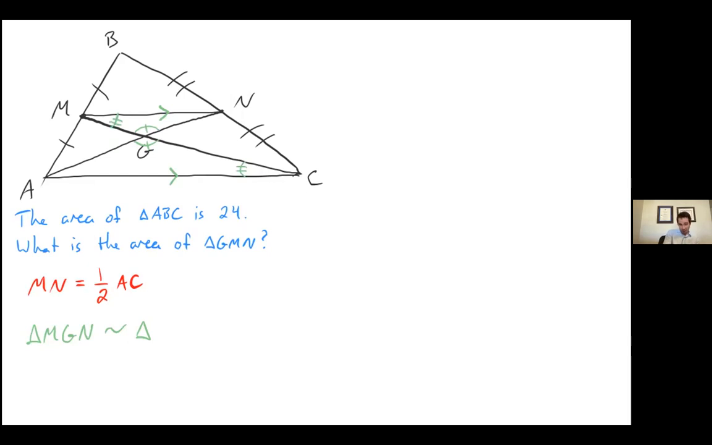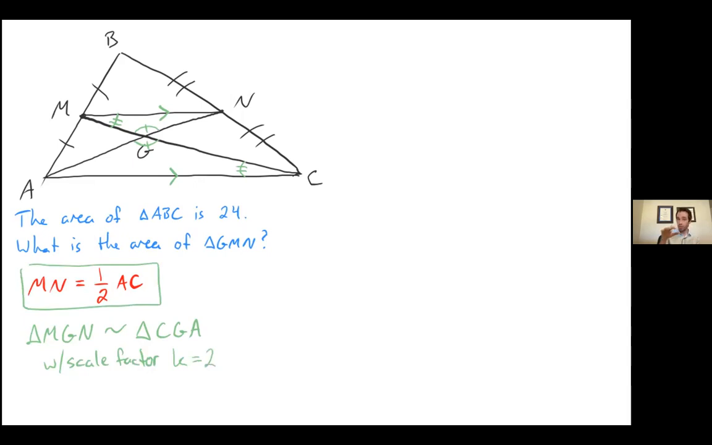Now, let's see. MGN, which is what I've written, goes double, single, unlabeled. So double, single, unlabeled for the other would be CGA. Now, I want to know the scale factor. What is the scale factor between the smaller triangle and the larger triangle? Well, let's base it on this. MN is equal to 1/2 AC. That means that the scale factor for the similarity between MGN and CGA has to be 2.